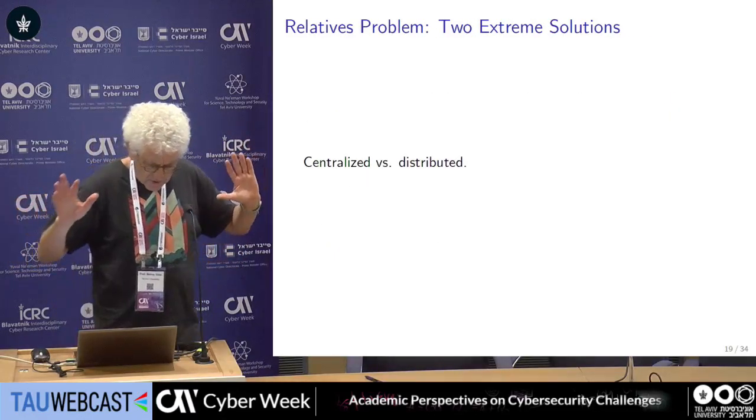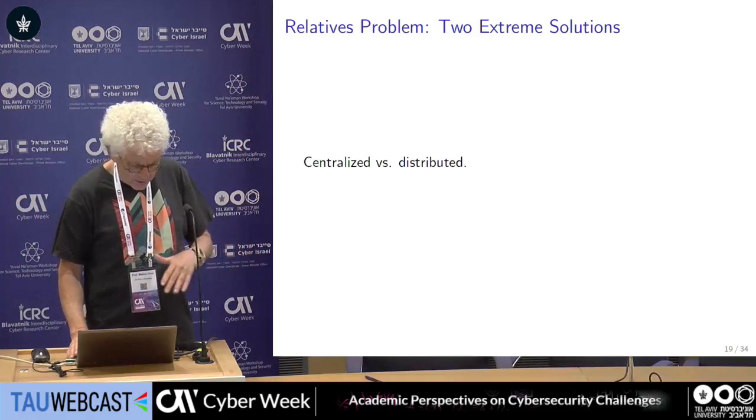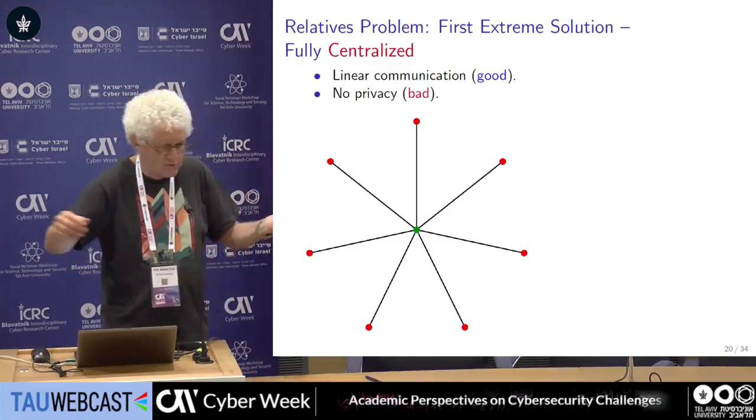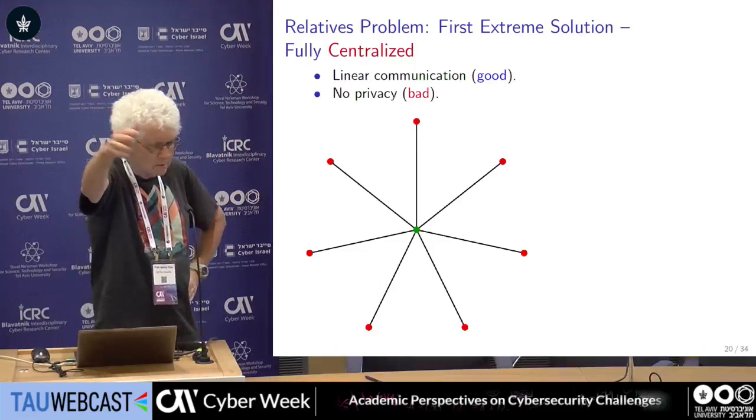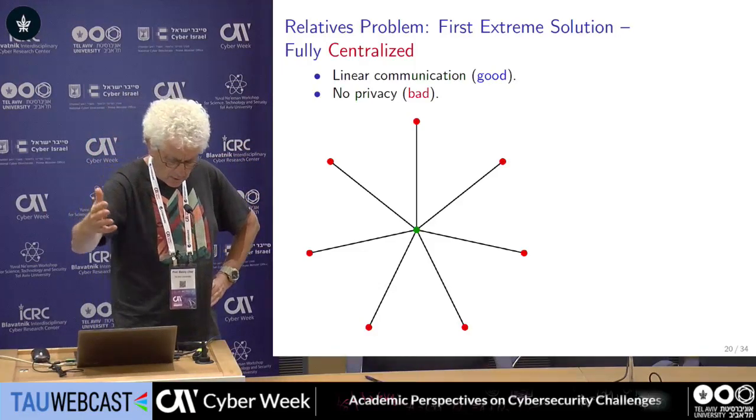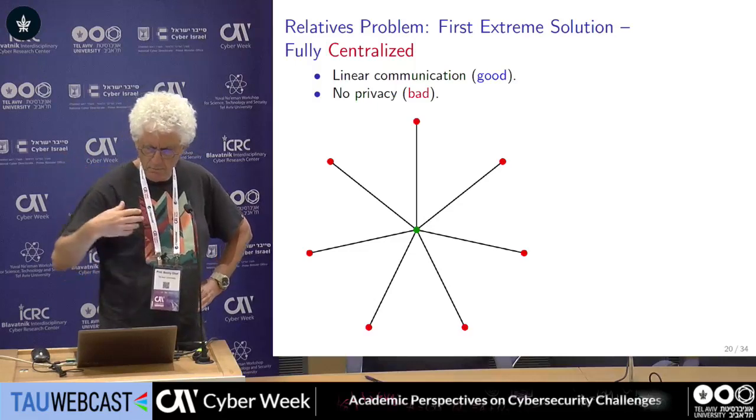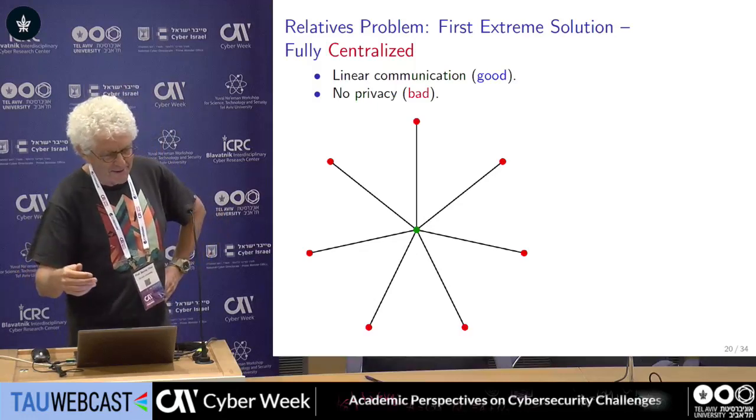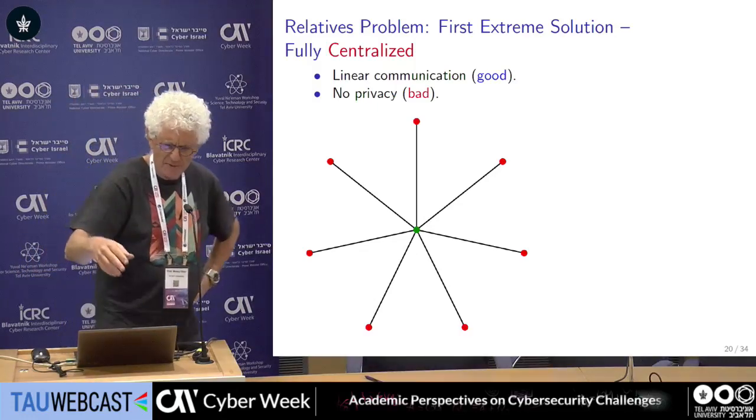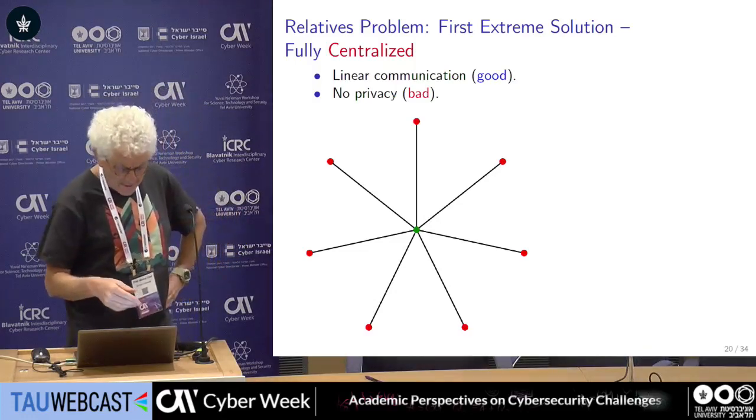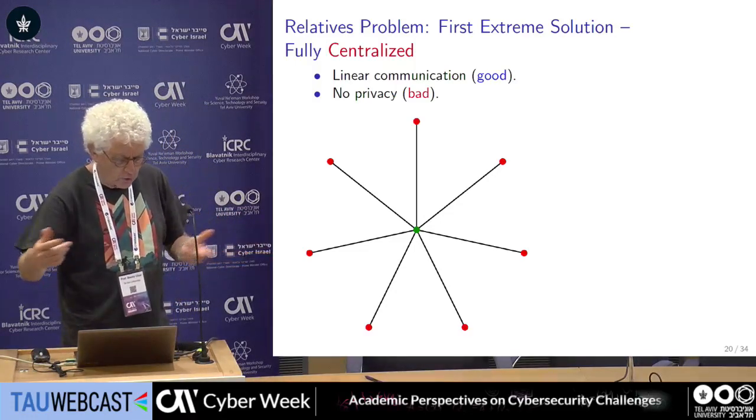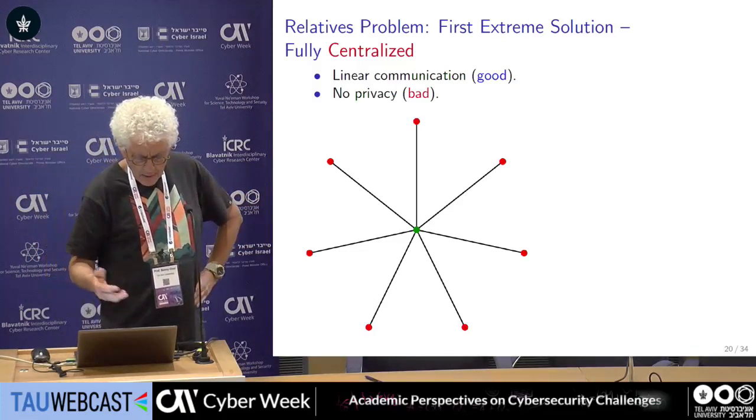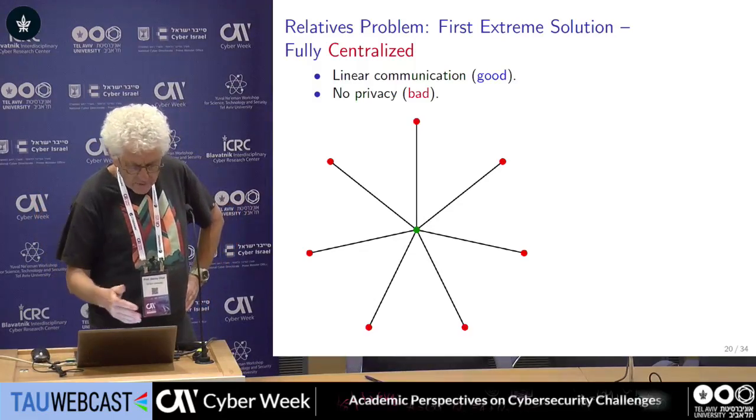Now there are two extreme solutions to this problem in general, a centralized one and a distributed one. The centralized one is the one used by the companies these days. You send all your DNA to the company, they analyze it and give you back the results, whether they think you're relatives or not. So it's linear communication, which is good, it's the least you could have, but no privacy.